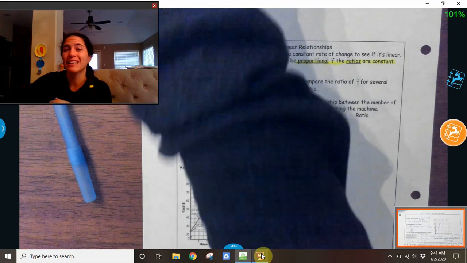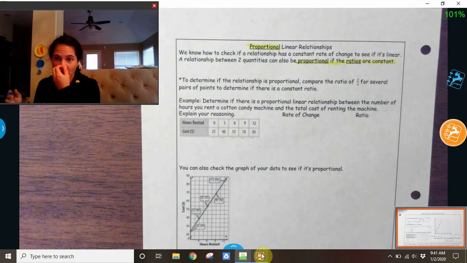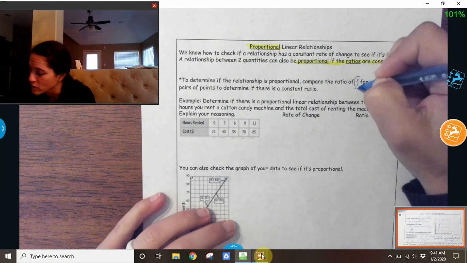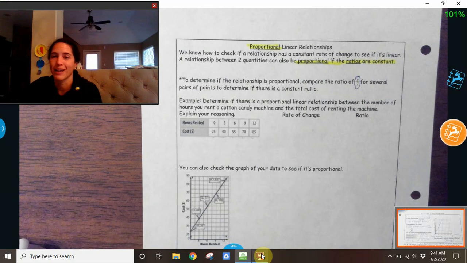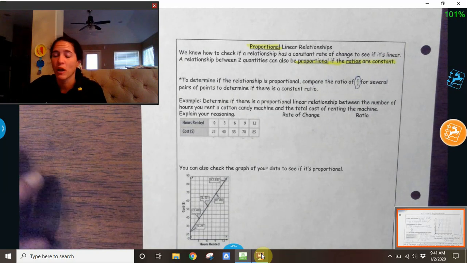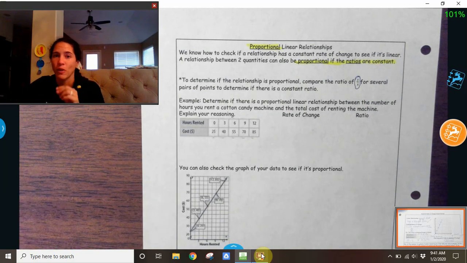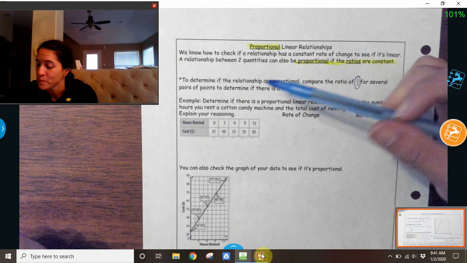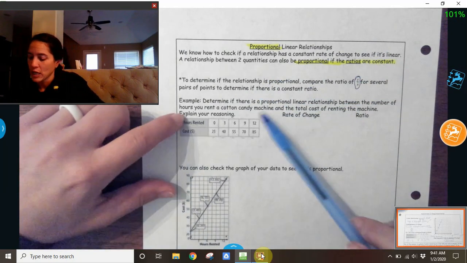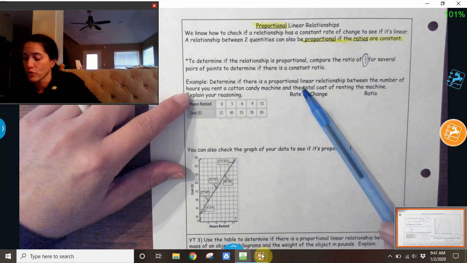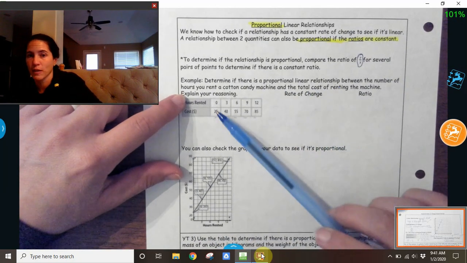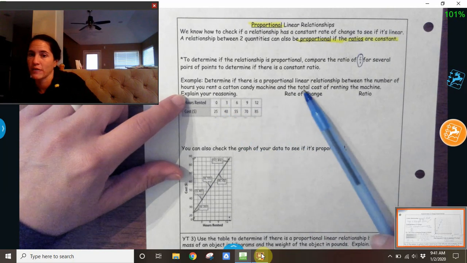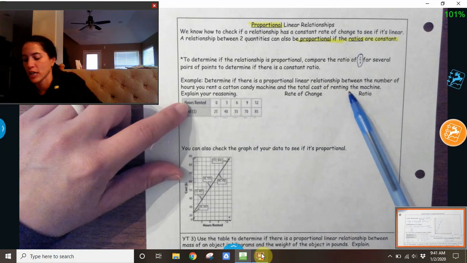Now, the ratio is a little bit different than the rate of change. Compare the ratio, circle that or highlight that, Y over X, not the change in Y over the change in X, but just the ratio of Y over X. And I'll show you in a moment. Here's an example. Determine if there is a proportional linear relationship between the number of hours you rent a cotton candy machine and the total cost of renting the machine.